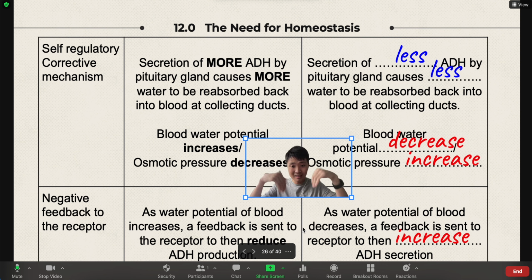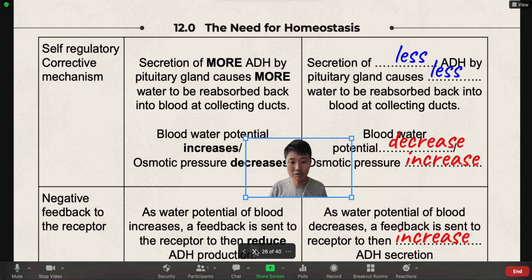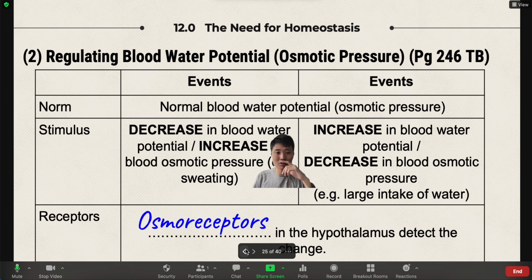Now, the important line again, the negative feedback line. So negative feedback will occur. As the water potential of the blood increases, feedback is sent to the receptor, then to, in this case, ADH production or secretion will be reduced. In the other case, it will be increased, bringing things back to normal. Okay, my last thing before you go for your quick check.